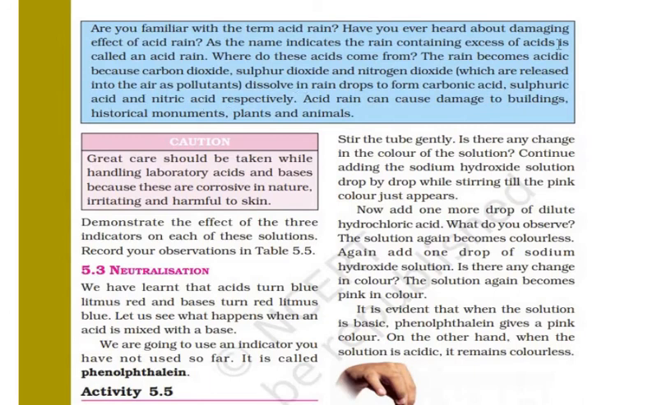So some substances are given here. Carbon dioxide, sulfur dioxide and nitrogen dioxide change to carbonic acid, sulfuric acid and nitric acid respectively. It means carbon dioxide changes to carbonic acid, sulfur dioxide changes to sulfuric acid and nitrogen dioxide changes to nitric acid. Acid rain can cause damage to buildings, historical monuments, plants and animals. So these are the damaging effects of acid rain.